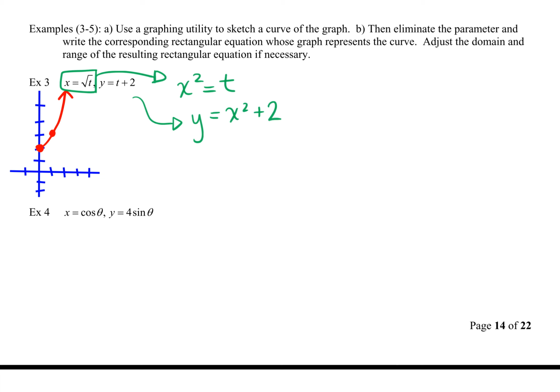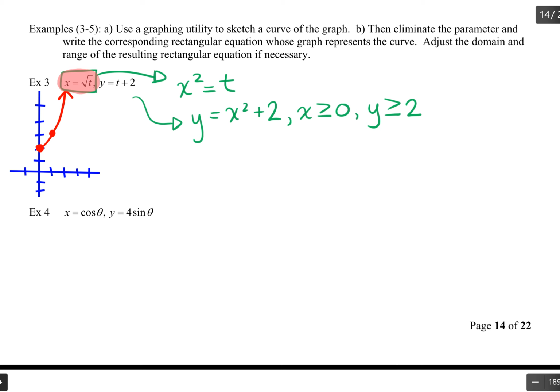Now, we've eliminated our parameter and gotten rid of the t, so it's now just in terms of x and y. However, if we look at our graph, that's not exactly what's represented in our graph. And it says here to adjust the domain and the range of the resulting rectangular equation if necessary. So we know that this equation here gives us an entire parabola. We only want half of it, however, so let's restrict it. We know our x is greater than or equal to 0, and our y is going to be greater than or equal to 2.